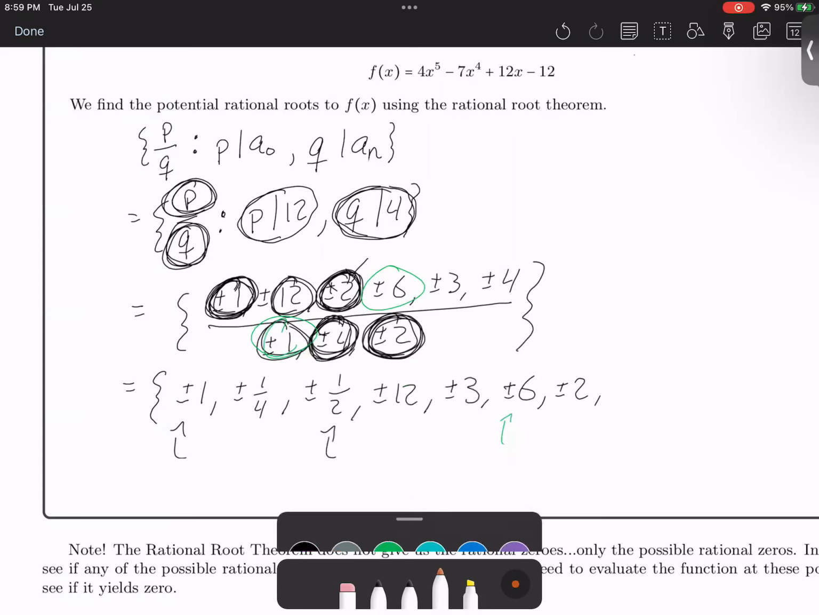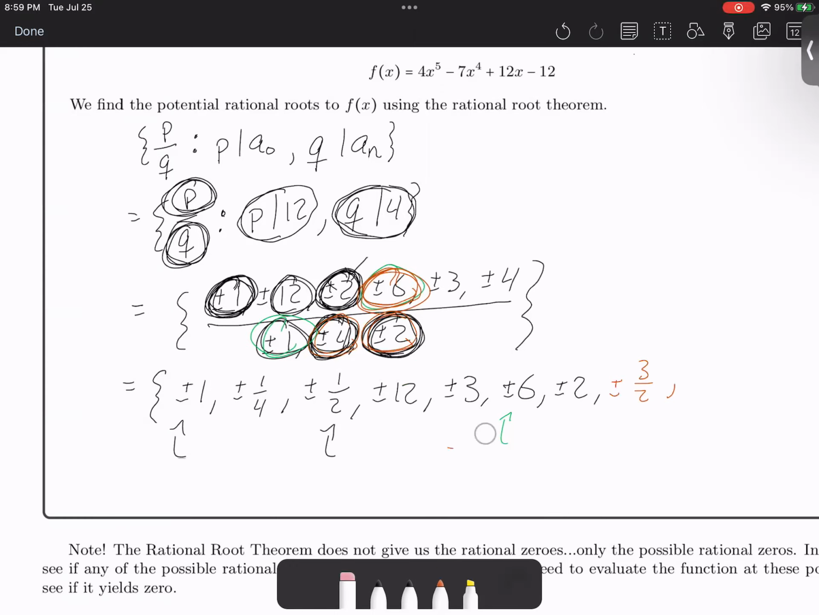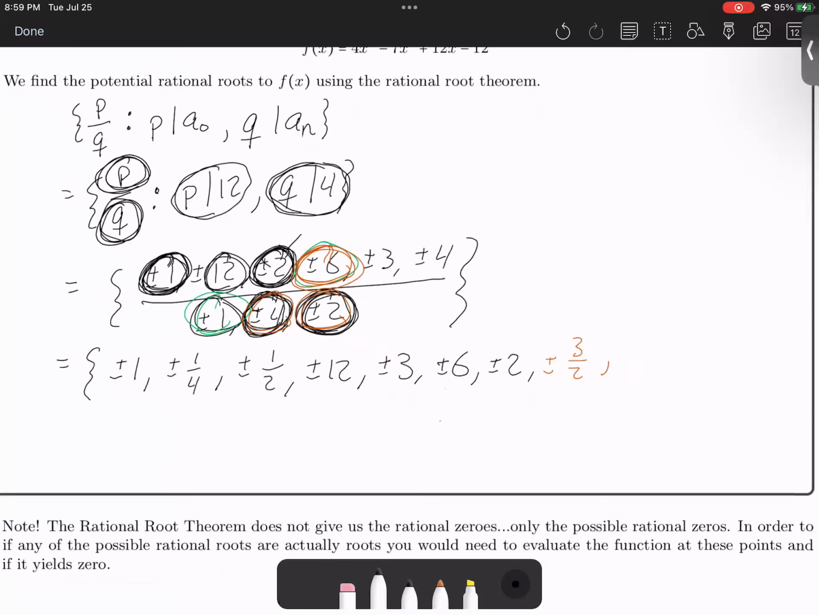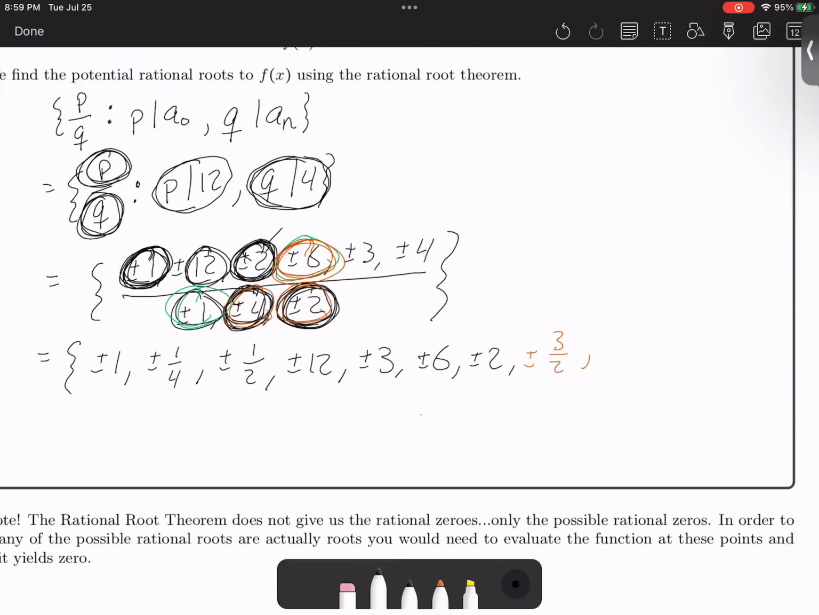You could have 6 on top of 4. That's plus or minus 3/2. That's a new one. You could have the 6 on top of the 2, but that's plus or minus 3. We already have that one. And let's keep going. We could have 3 over 1. That's 3. We already got it. We could have 3 over 4. That's a new one. You could have 3 over 2.